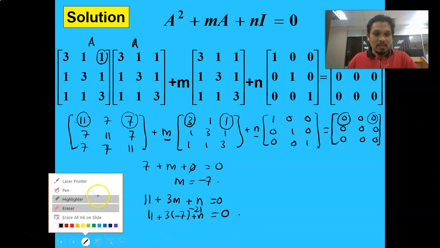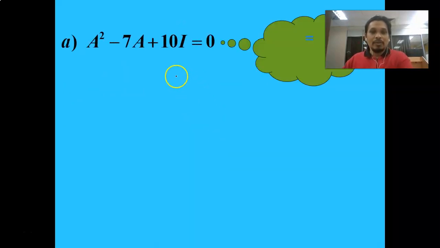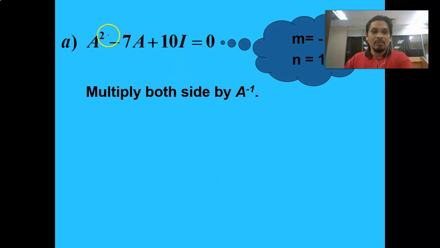It is, okay, 11 plus 3 times negative 7, minus 21 plus n equal to 0, so then n equal to 10. Okay, so m negative 7 and n equal to 10. So now from here, okay, class, from here we can come up also with A squared equal to negative 7A, bring to the side become positive, so then 7A and negative 10I bring to the side become negative, minus 10I.